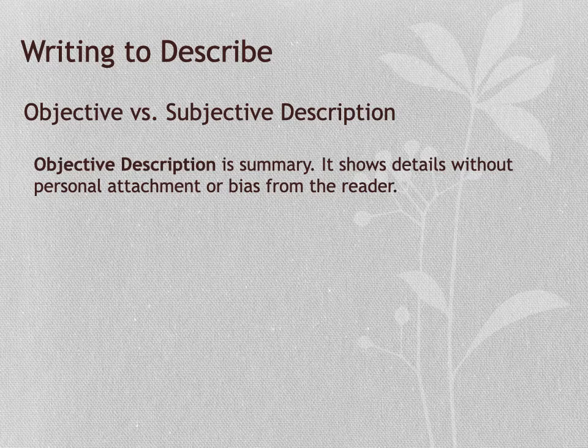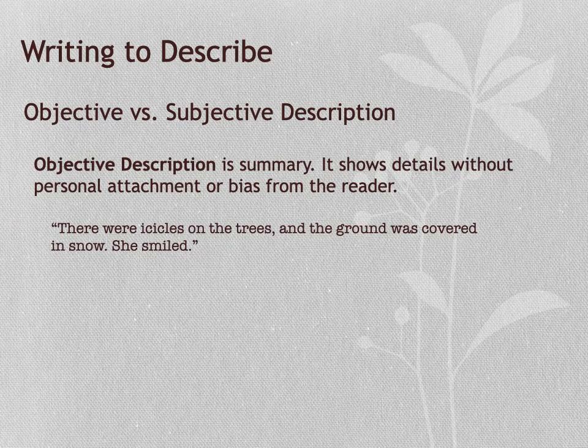A way to do that is to write to describe. That means use of both objective and subjective description. So you might be asking what the difference is between objective and subjective description. So objective description is summary. It shows details without personal attachment or bias from the reader. And here's an example. There were icicles on the trees and the ground was covered in snow. She smiled. It's basically just summarizing or describing what is happening.